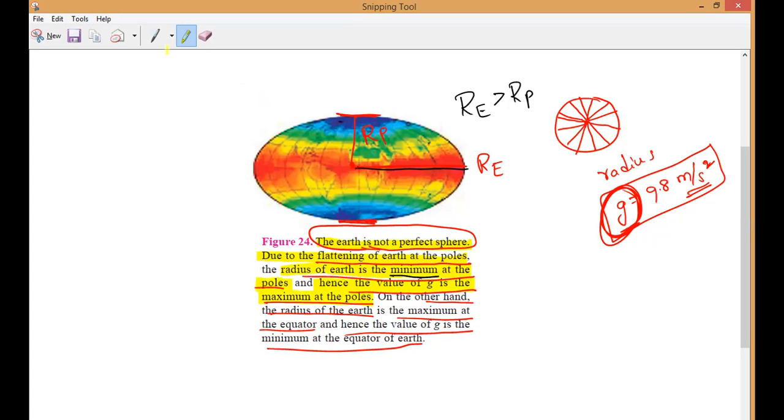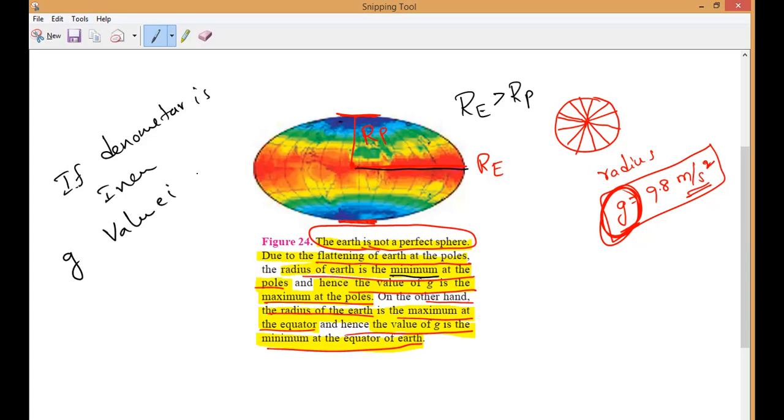Understanding? Same way, the radius of the earth is maximum at the equator, so the value of g is minimum at the equator. Have you understood, everybody? Because if the denominator is increasing, then the value will decrease or increase? The g value is decreasing. That is what you have to remember. Like the same thing, if I take 1 rupee, I have 1 rupee.